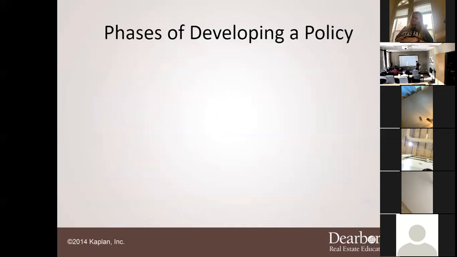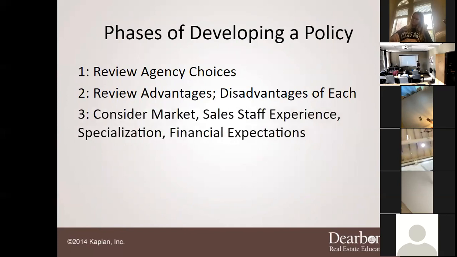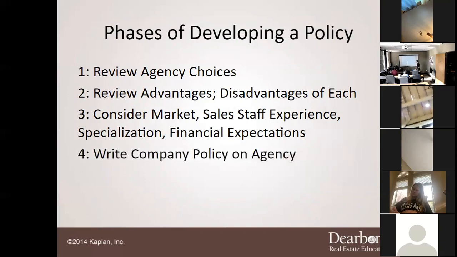All right, so phases of developing a policy. This is more if you're going into brokerages, if you're going to be a broker. You're going to want to review agency choices, review any advantages or disadvantages of each. Like I said, some brokers are only dealing with buyers, some with sellers, property management, etc. And there's certain advantages and disadvantages of each. Consider market, sales staff experience, specialization, and financial expectations. You're also going to want to write a company policy outlining the agency in general and the services that y'all provide.